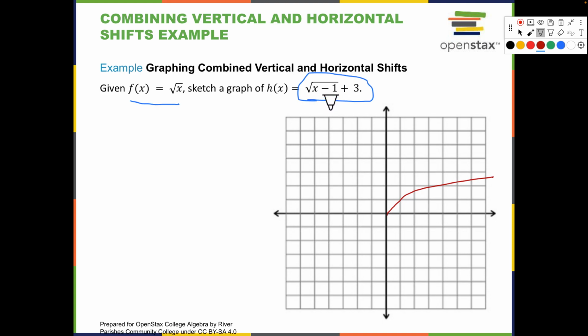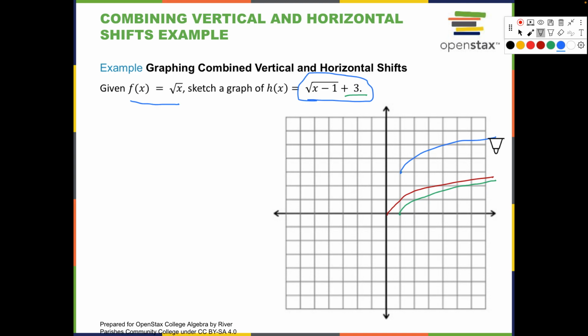Subtracting 1, so it's going to move to the right one. Good. So that's sort of an intermediate. We're not quite done yet, but it would kind of go like this. And then what do we do after that? We would move it up 3. So we take 1, 2, 3, and I'll do that in blue as sort of the final with that kind of shape. So over 1, up 3.